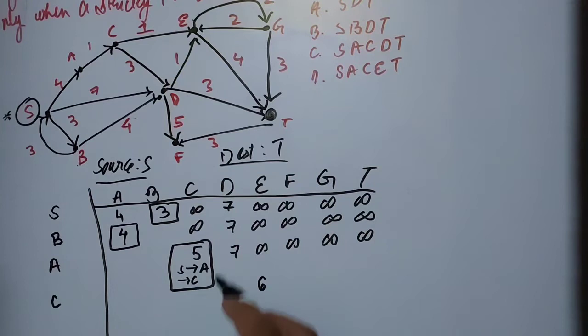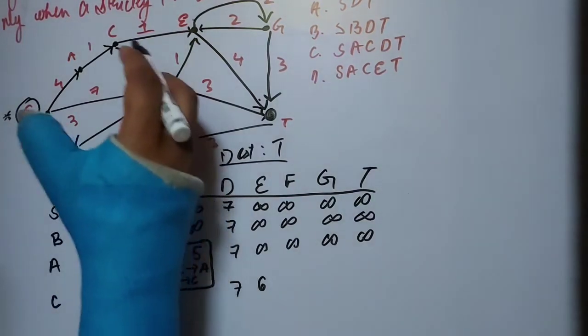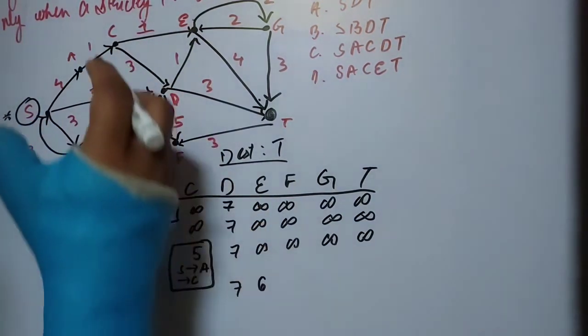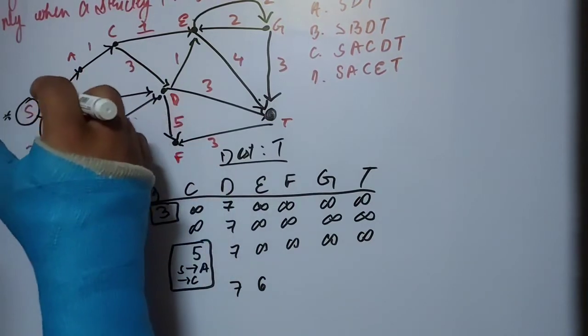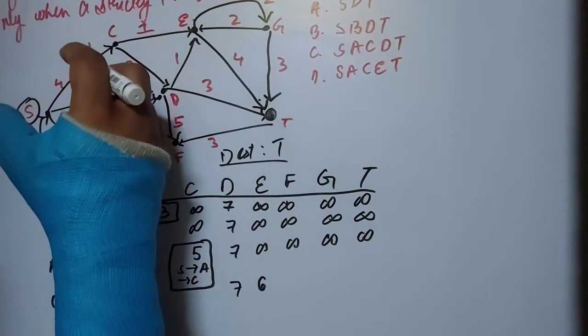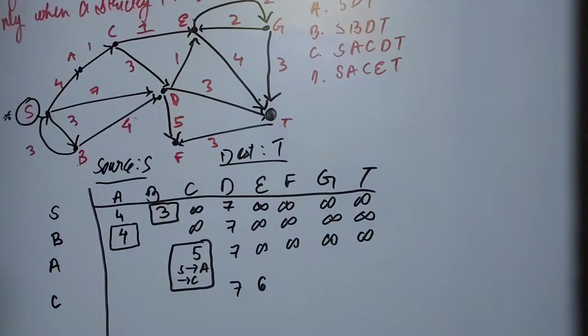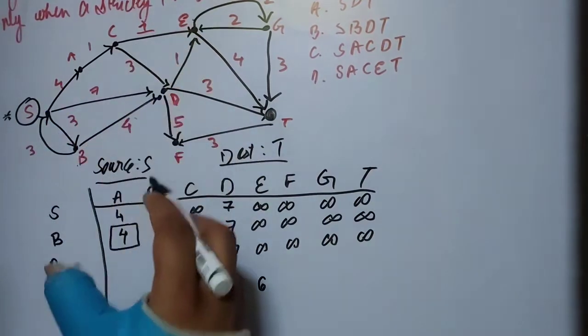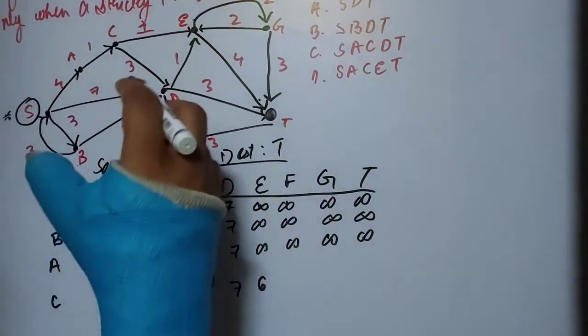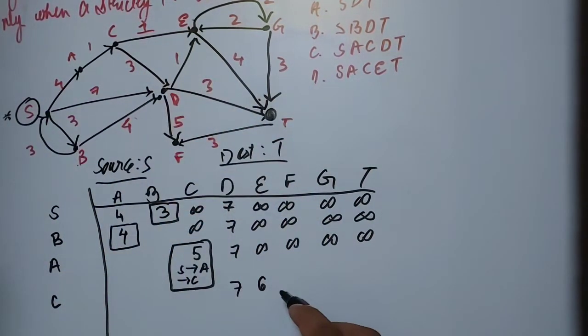And D would come as it is, as we have not found a shorter distance other than 7. From C we could reach D, but here the distance is 4 plus 1 is 5, 5 plus 3 is 8, which is greater than 7, so we will not update this. From C we can't reach any other vertex other than these, so we will put infinity in these columns.